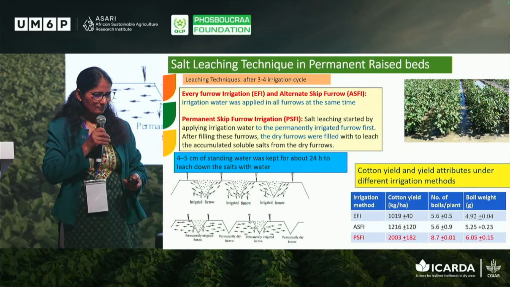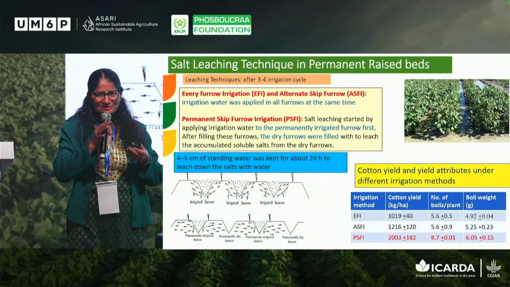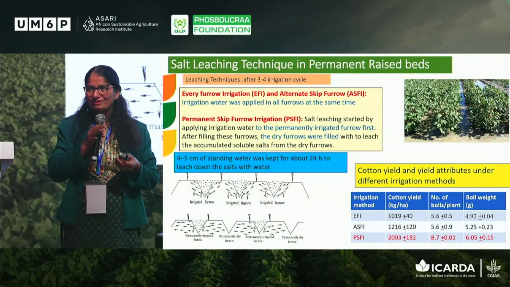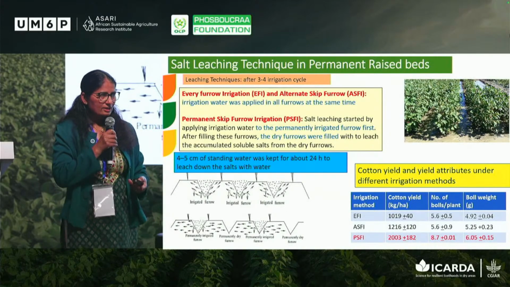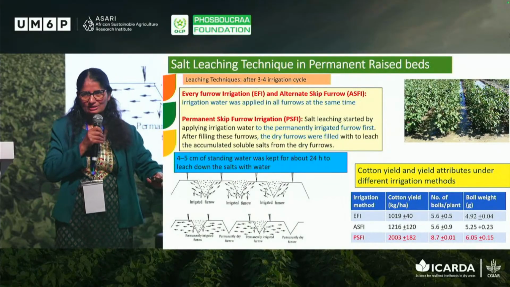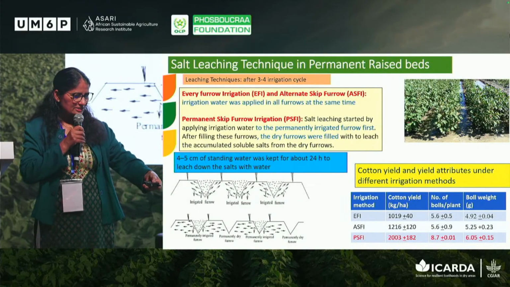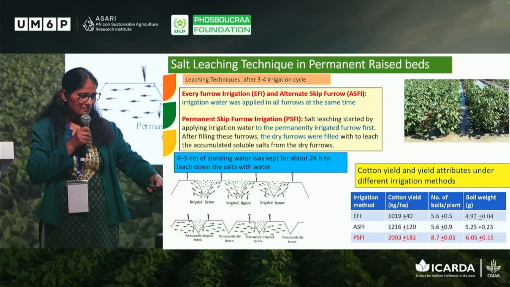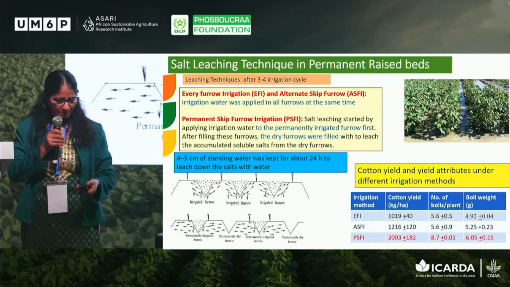It's difficult to explain in this very short time, but it is really interesting, and good results were coming. I also evaluated the cotton performance. It was very high saline soil, as I said, more than 12 dS per meter. Cotton yield was improved. You can see that in permanent skip furrow irrigation we have around 2 tons, but in the others, 1 and 1.2 tons.